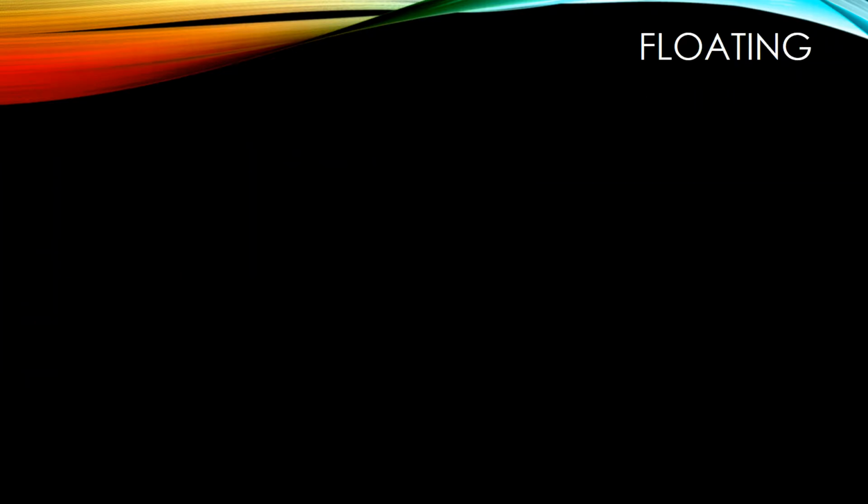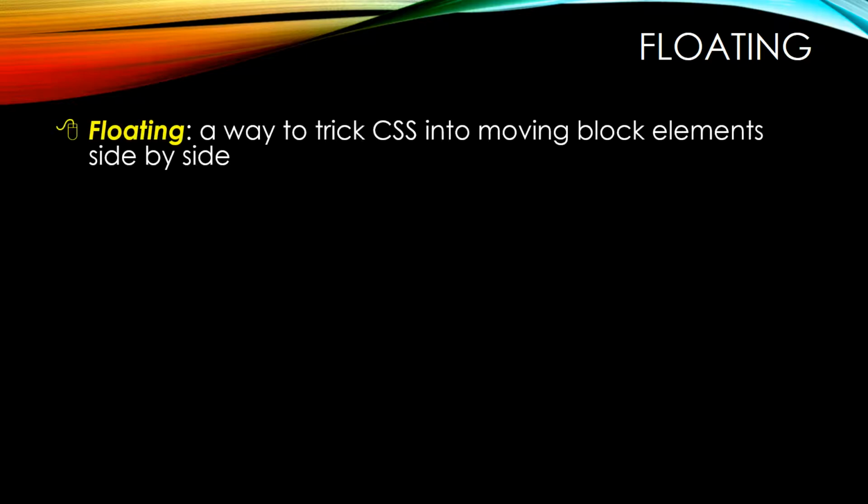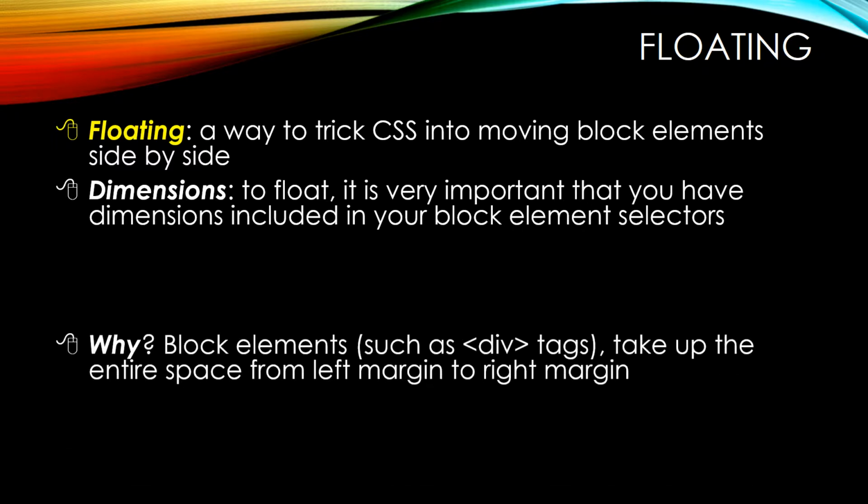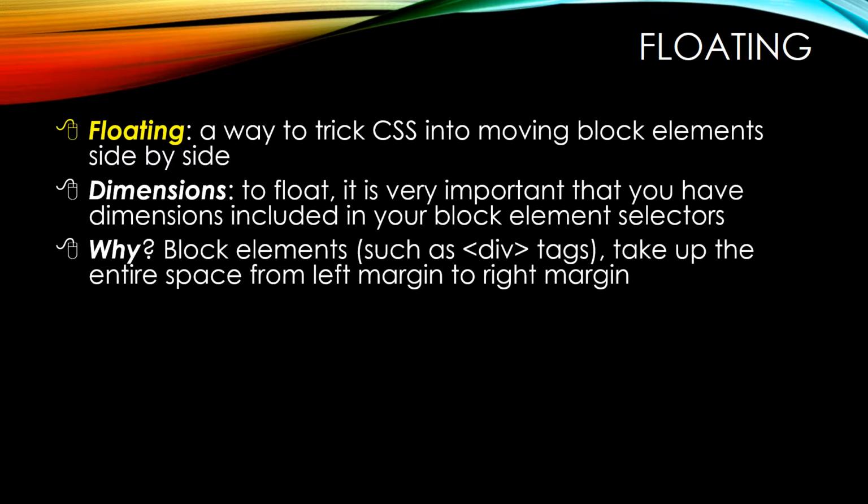Before we discuss how to add styling to our div 1, 2, 3, 4 property values, we need to discuss floating. Floating is a way to trick CSS into moving block elements side by side. Dimensions. To float, it is very important that you have dimensions included in all of your block element selectors that you want to float or you want to have side by side. Why? Block elements such as div tags, headers, footers, and nav bars take up the entire space from left margin to right margin.